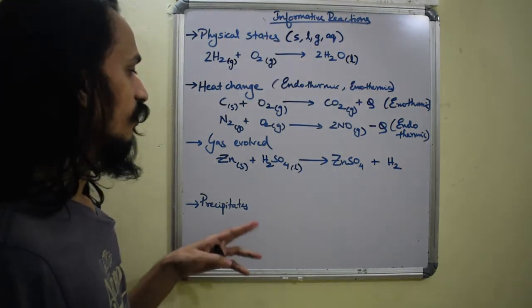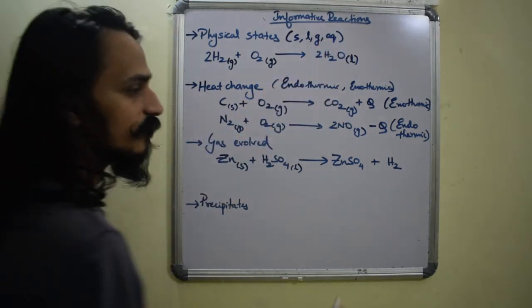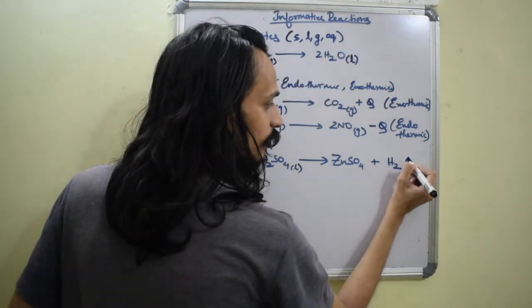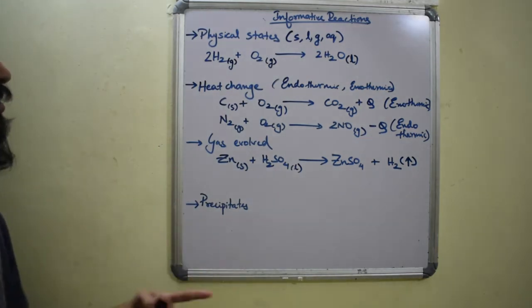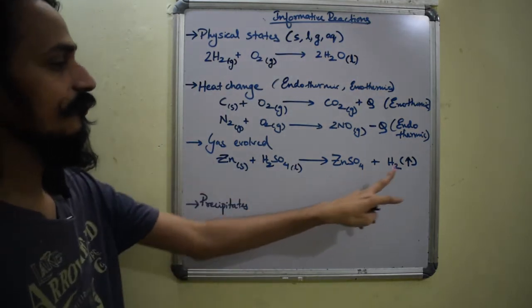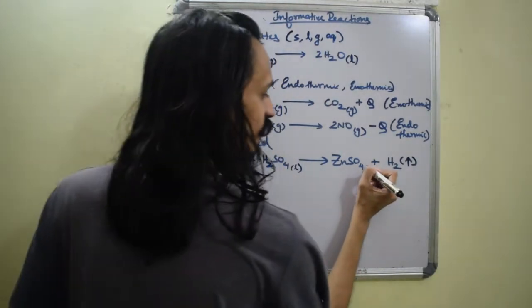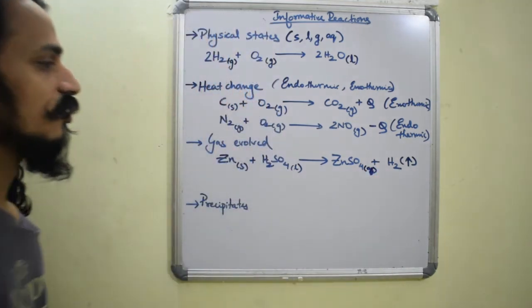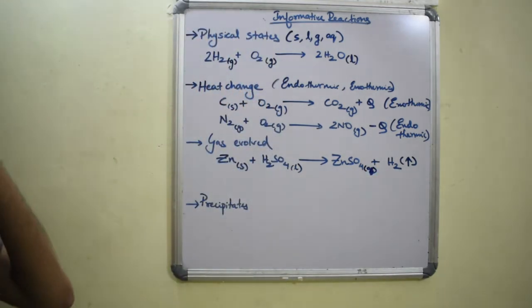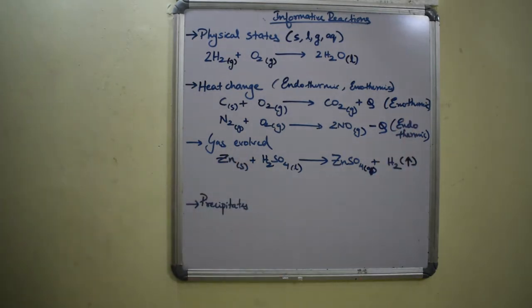For gas, what we can write is g, but another way is we can put an arrow up because the gas is leaving. It is a gas that is generated and is leaving the reaction, so we write it as an upward arrow because that's where gas goes. Zinc sulfate we can write as aqueous or we can write it as solid also, depends on how your reaction goes. Simple: gas evolved, upward facing arrow.